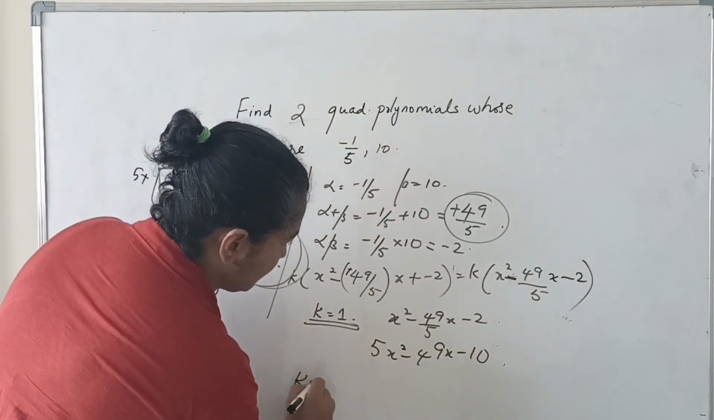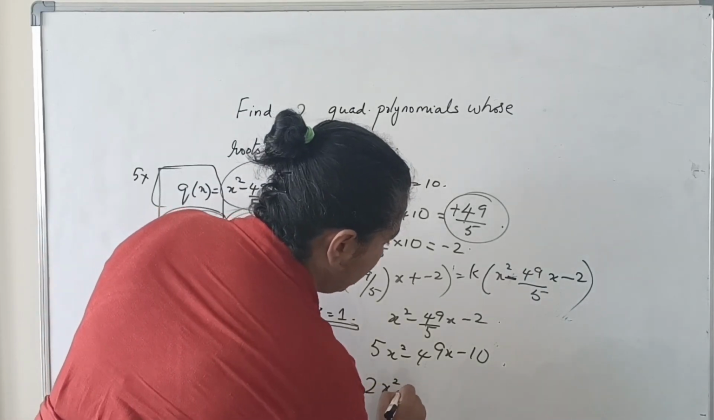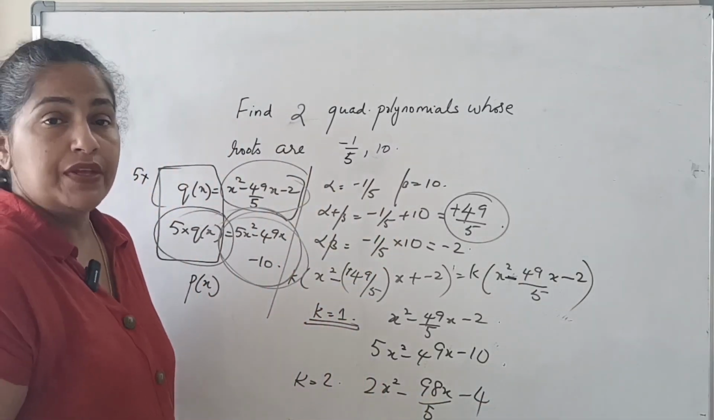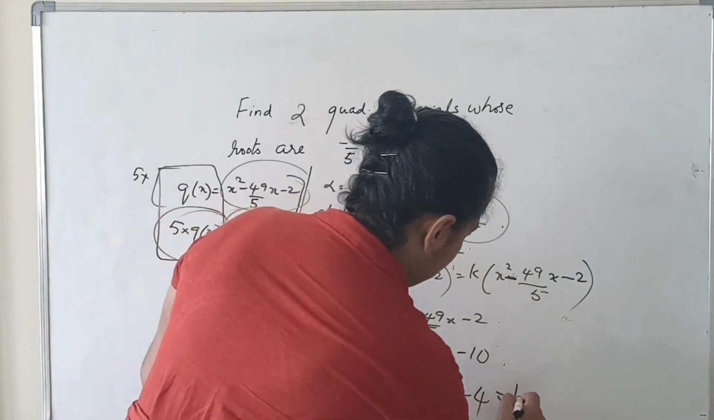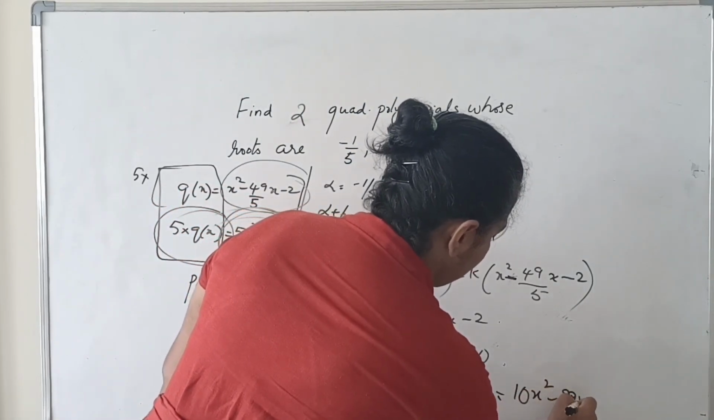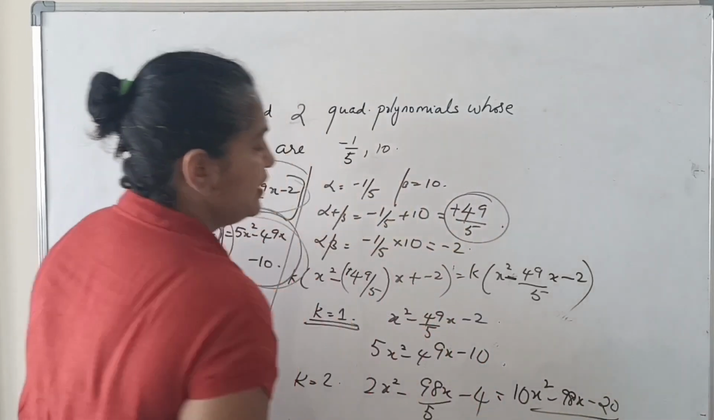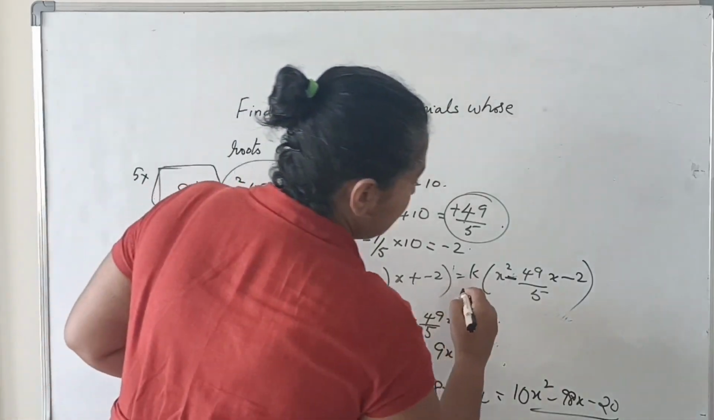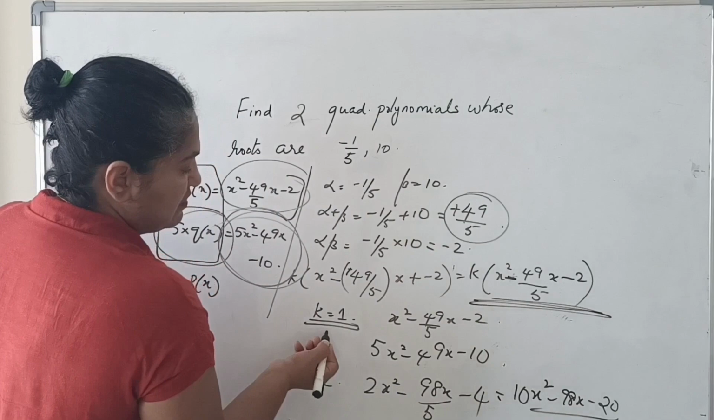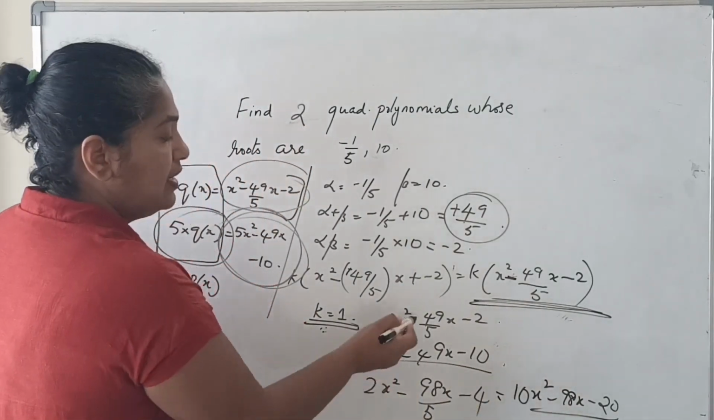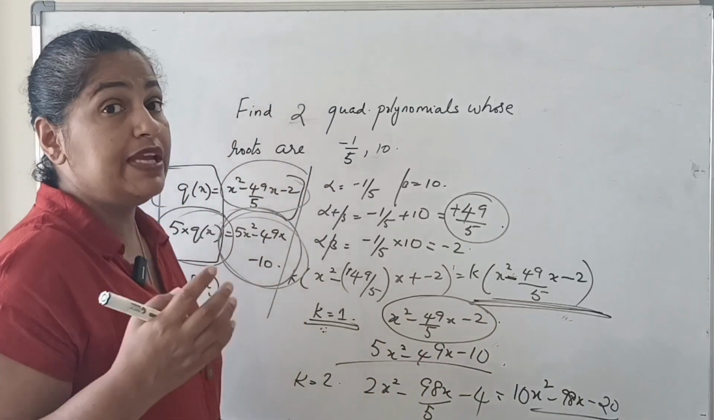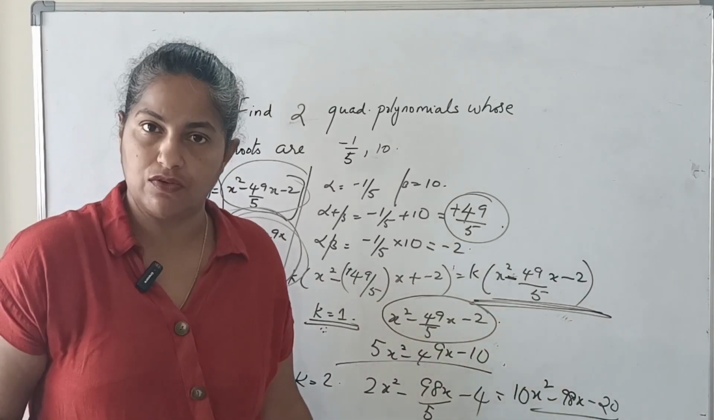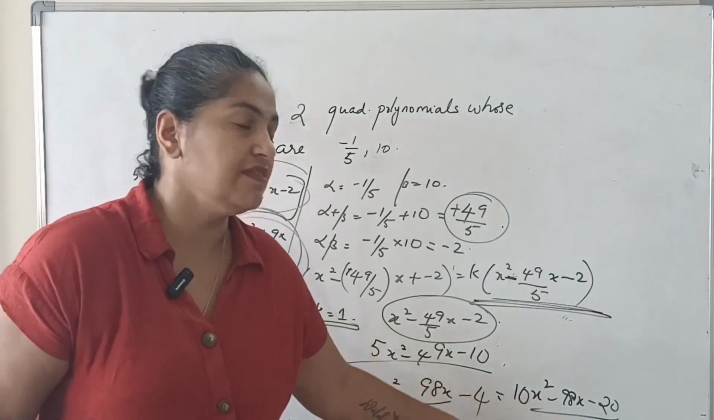When k is equal to 2, what happens? 2x square minus 98x by 5 minus 4. Again, when I take the LCM, this becomes 10x square minus 98x minus 20. So, I have got two polynomials. I hope you are clear with the difference between the general form of the polynomial, and substituting k equal to 1 to get one polynomial. We initially got it with a fraction; if we get a fraction, take the LCM of the denominator and multiply across. When k is equal to 2, this is what you get.